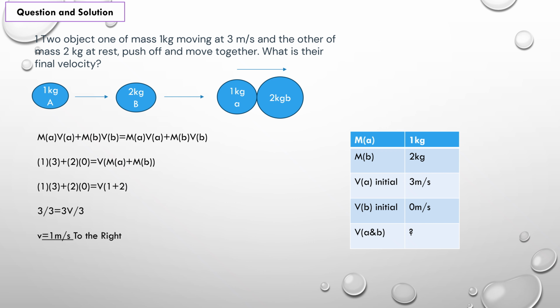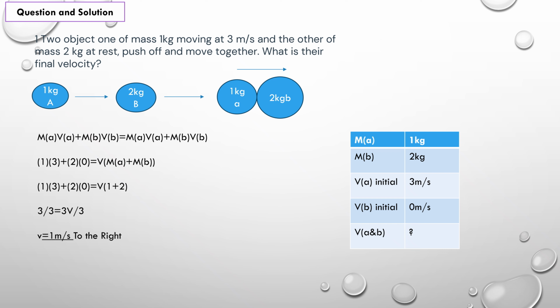They are saying two objects, one of mass 1 kg at 3 meters per second, and the other of mass 2 kg at rest, push off and move together. So they are saying what is the final velocity? Two objects, one of mass 1 kg moving at 3 meters per second and the other of 2 kg at rest. So 1 kg is moving at 3 meters per second.